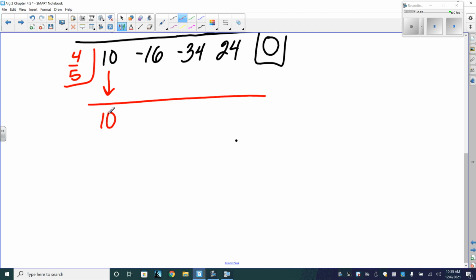The first thing we're going to do is drop the 10 and then multiply it by 4/5. 4/5 times 10, well, the 10 and 5 would give us 2, and 4 times 2 is 8. Negative 16 plus 8 is negative 8. 4/5 times negative 8 is going to be negative 32/5.